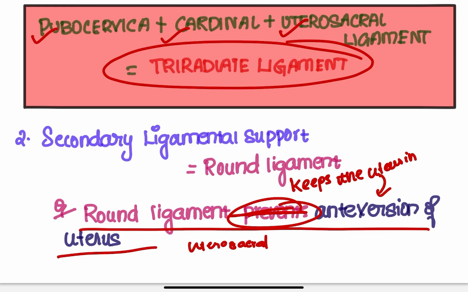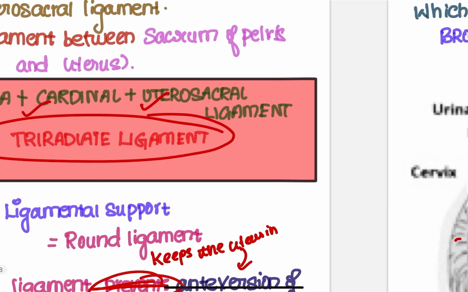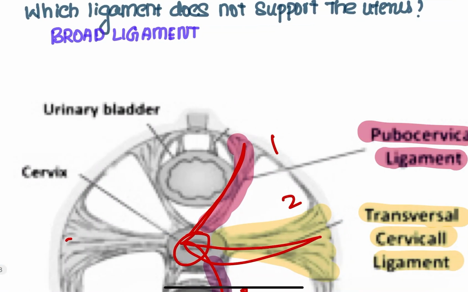And the uterosacral ligament is going to prevent the uterus from retroversion. So primary ligamental support is pubocervical, transverse cervical and uterosacral, and the secondary ligamental support is by the round ligament. Is that clear? Yes.